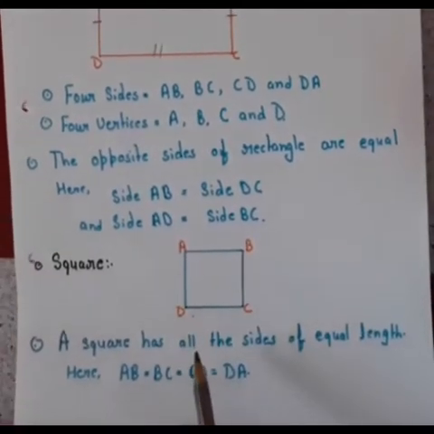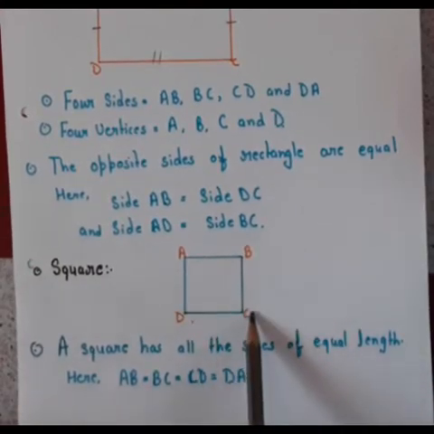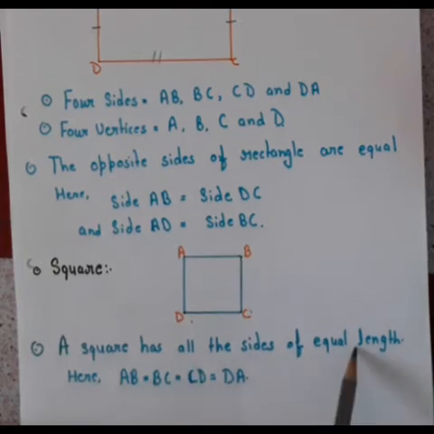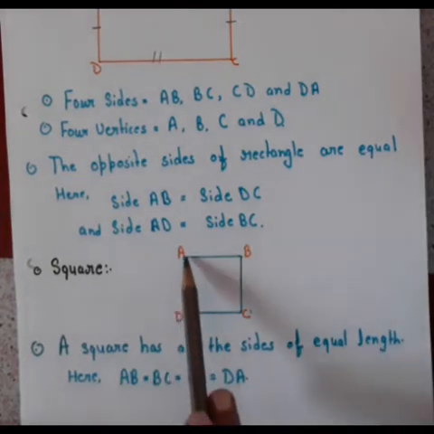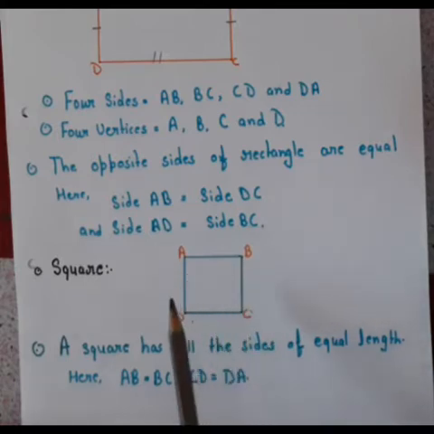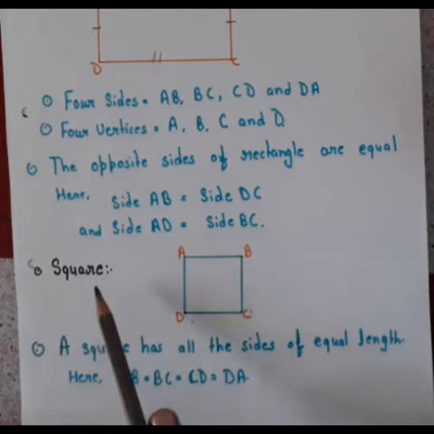The next one is the square. What is a square? A square is also a quadrilateral, a 4-sided figure, but what is its main property? A square has all sides of equal length. It means all the sides, AB, BC, CD and DA, are all equal. So if a quadrilateral has all 4 sides equal, then the quadrilateral is said to be a square.